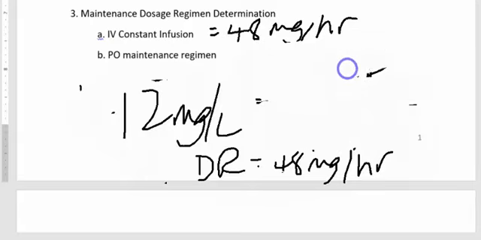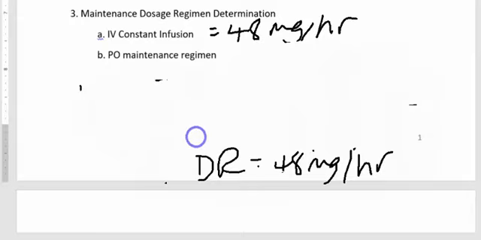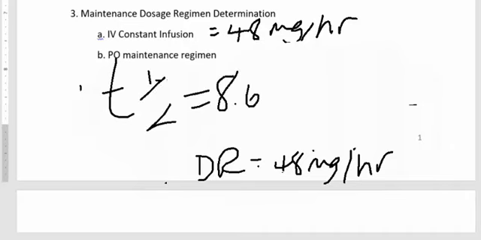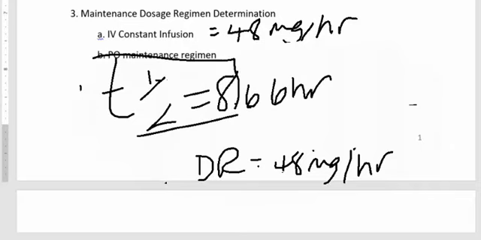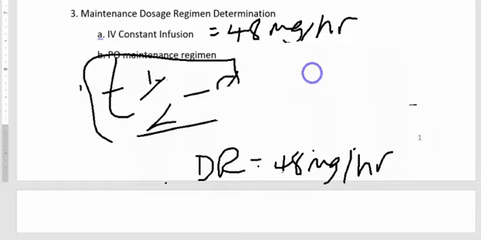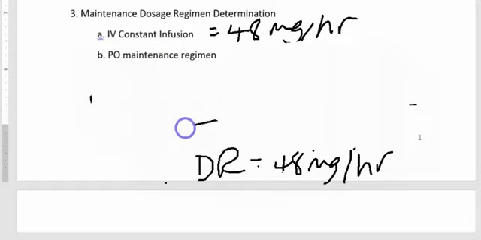Remember, I told you, unless you know differently, dosing every half-life is not a bad idea. We already determined that half-life is approximated to be 8.66 hours in this person. So why don't we just go with a tau of 8 hours? So we're going to dose this 3 times a day, every 8 hours. So what do we have to do?